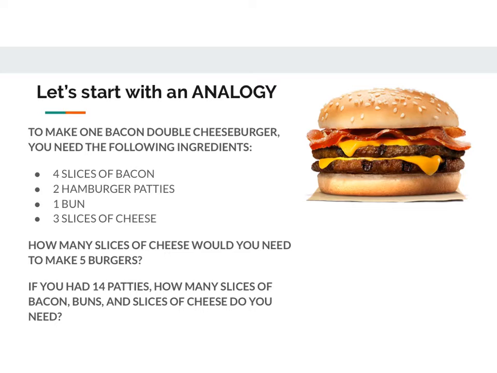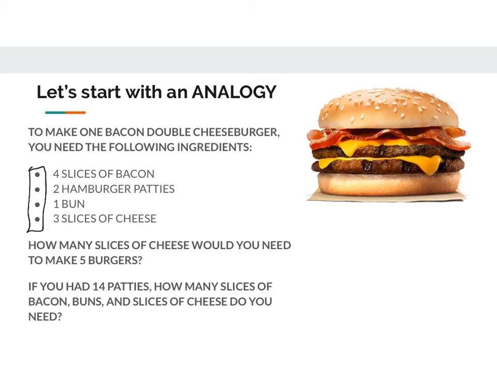Okay, so I think the best way to conceptualize stoichiometry and what it's all about is to make an analogy for you. Many times if you see an introduction to stoichiometry, you will see a relation of stoichiometry to recipes. So the recipe that I'm going to use for my analogy is a bacon double cheeseburger. Now for one of these cheeseburgers, as the ingredients here are listed, I would need 4 slices of bacon, 2 hamburger patties, 1 bun, and 3 slices of cheese.